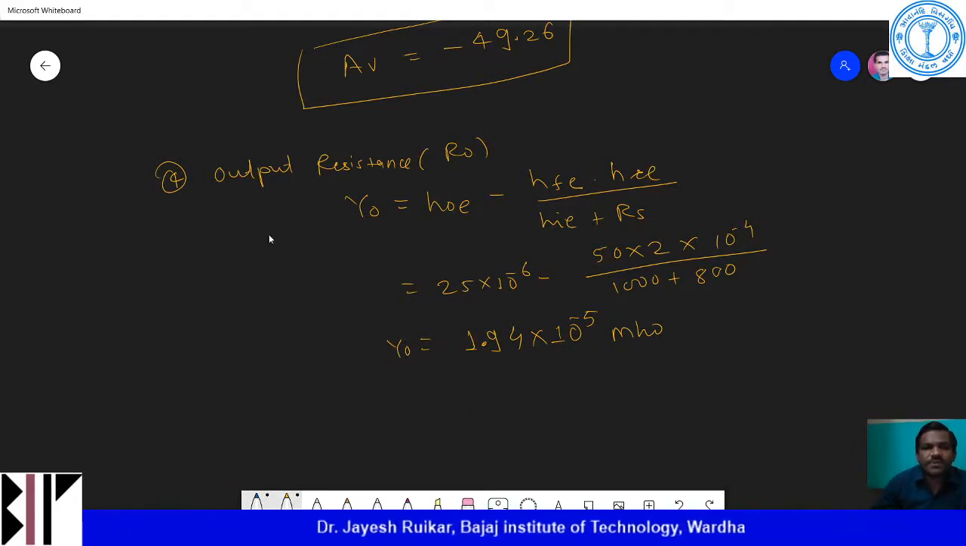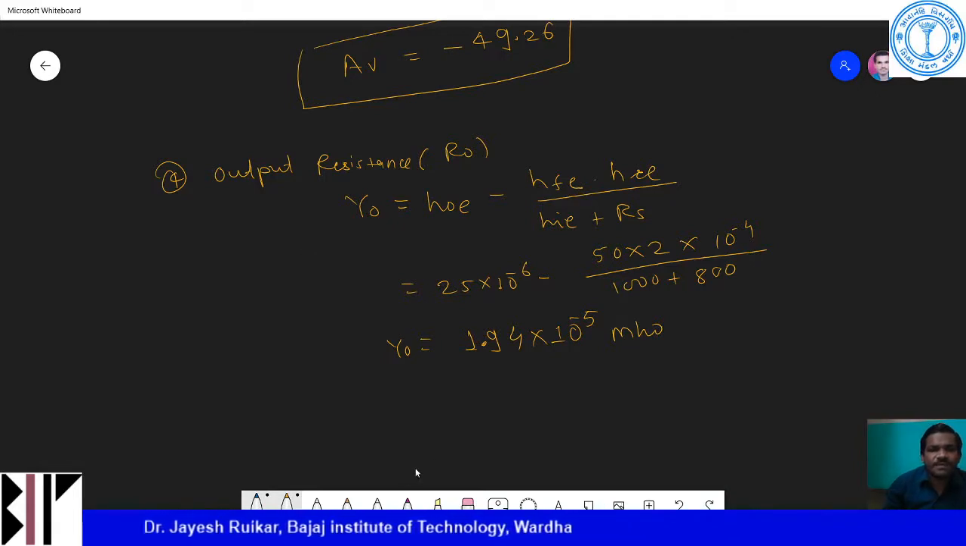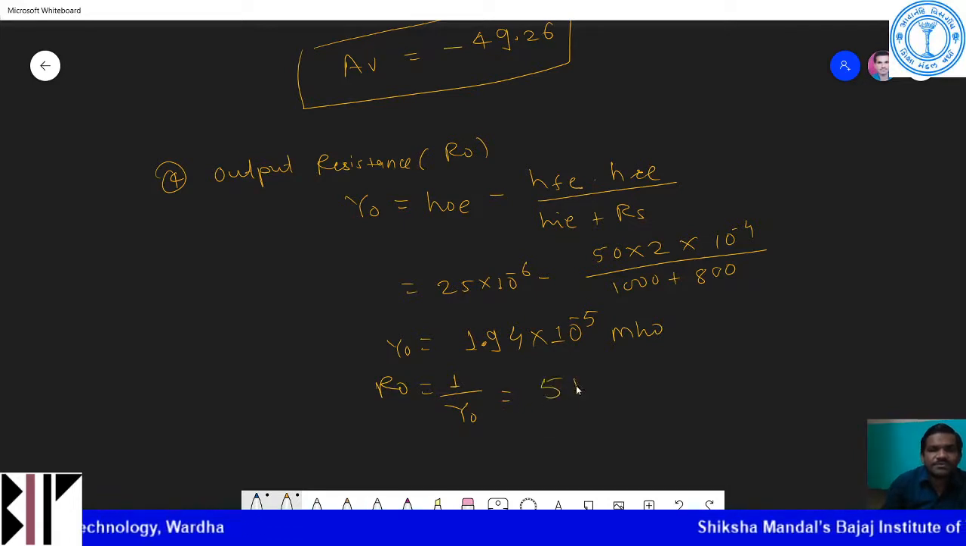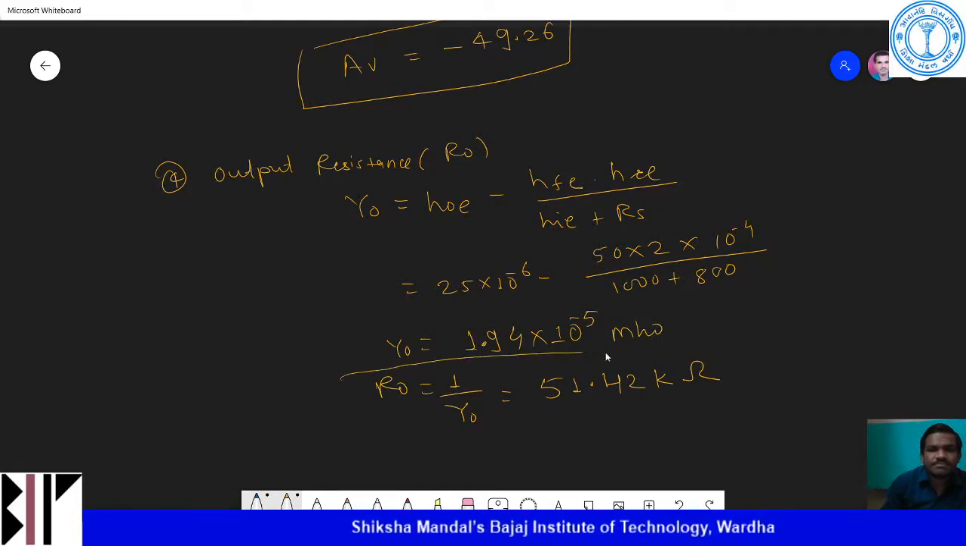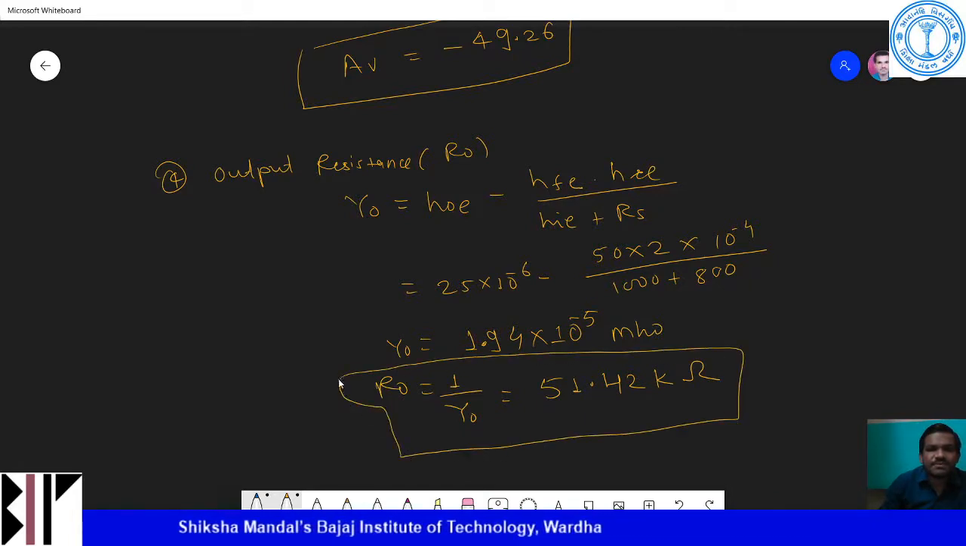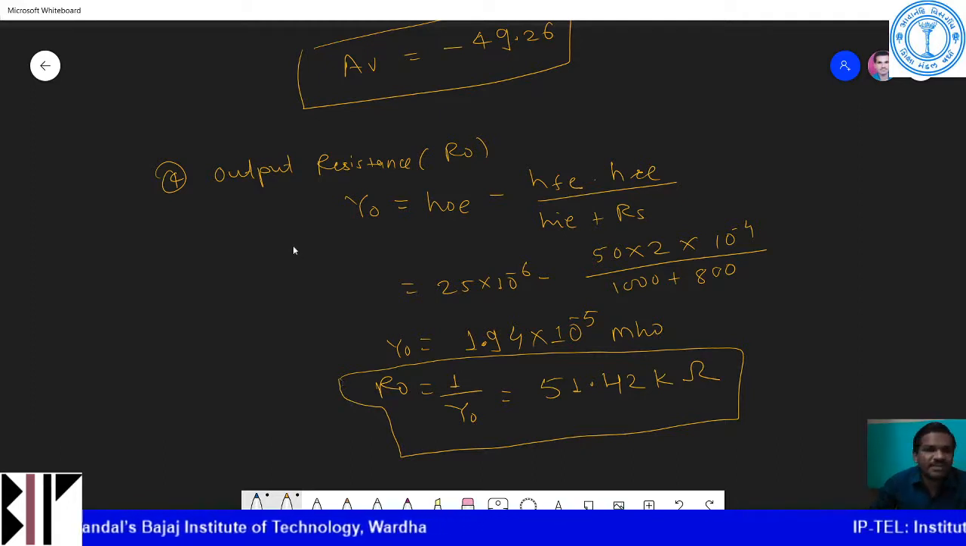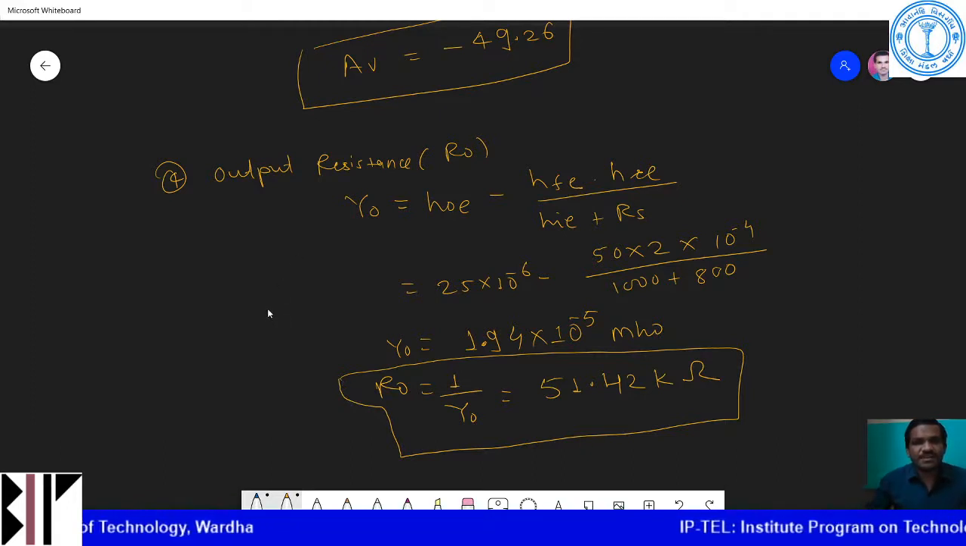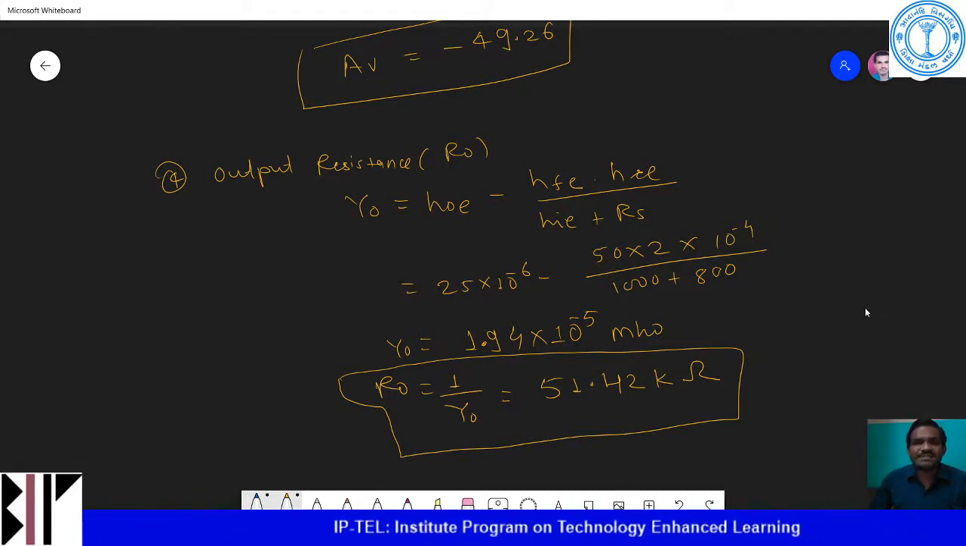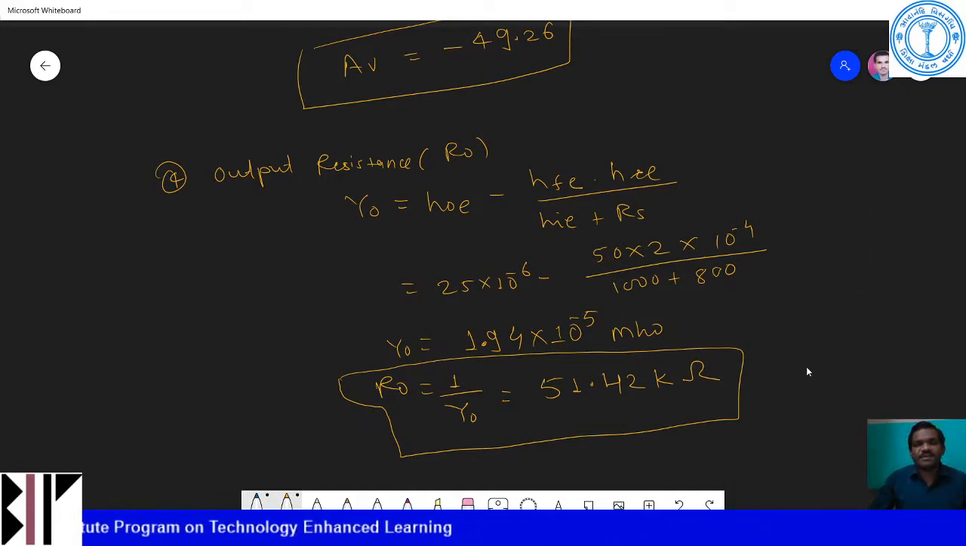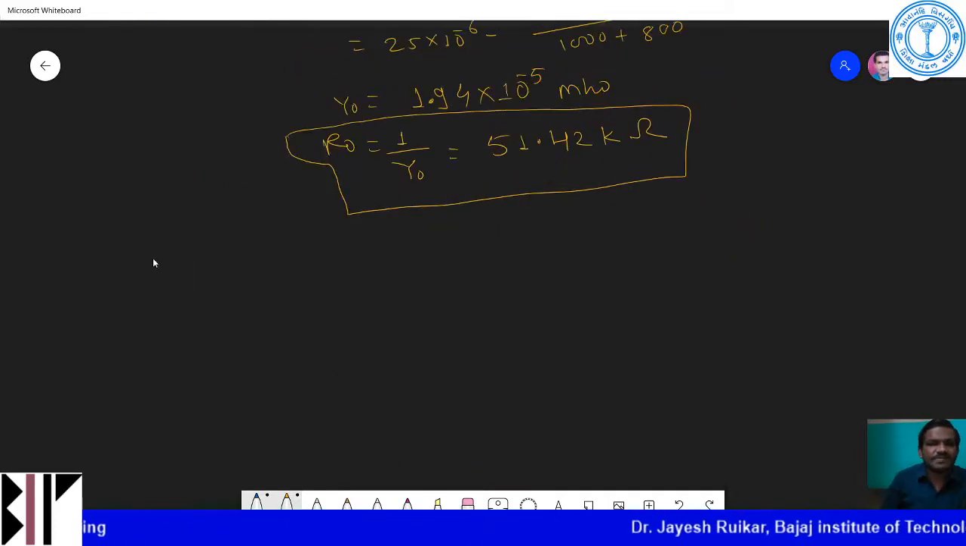Now what is RO? RO is nothing but 1 by YO, which is equals to 51.42 kilo ohm. This is the value of RO. Now we have done the exact analysis and we have found the values of current gain, voltage gain, input resistance, and output resistance, which have been asked in this problem. And the second method is to find each and every value in terms of approximate analysis or the simplified analysis. So the second method I'm writing here.